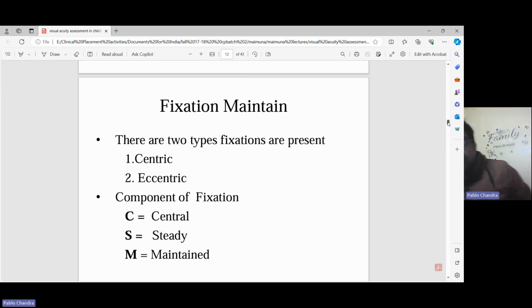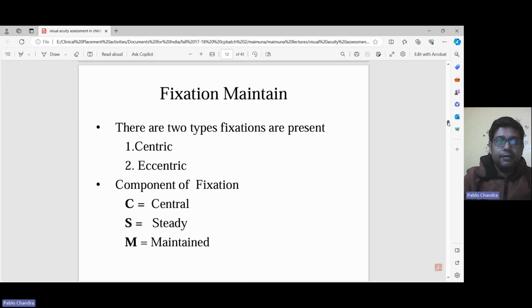Components of fixation: central, steady and maintained. We normally write CSM in our clinical papers. CSM means whether it's central, it's steady and it is maintained or not. So we write CSM positive, CSM negative.